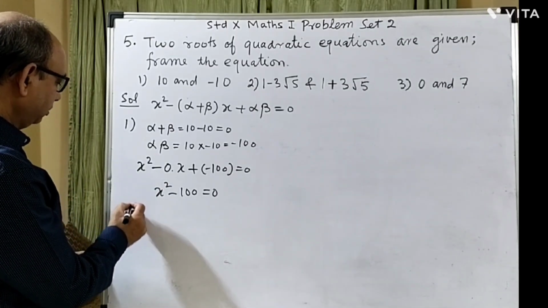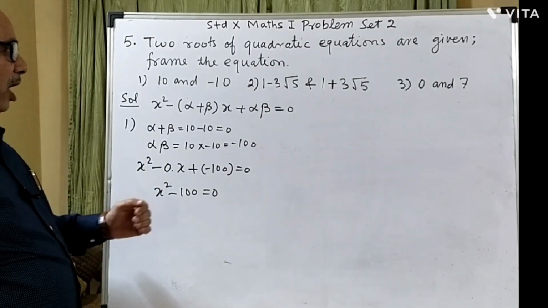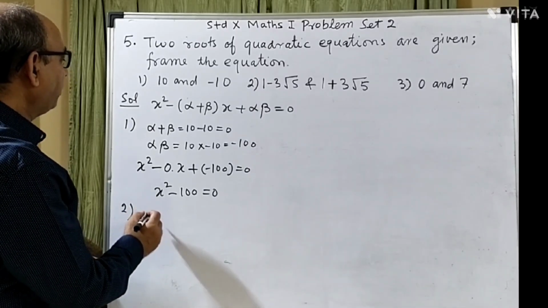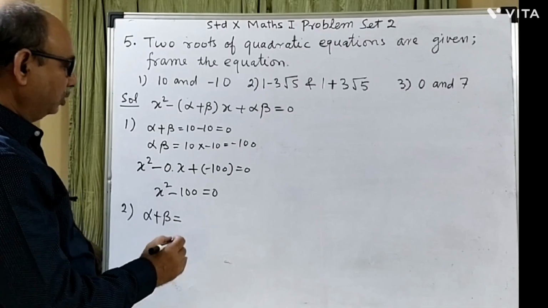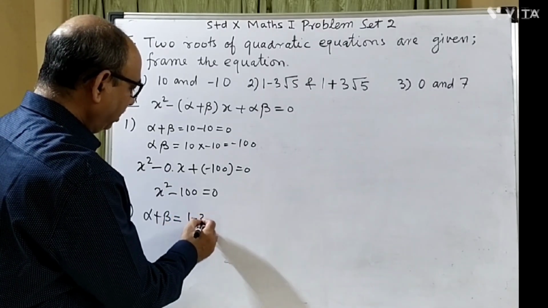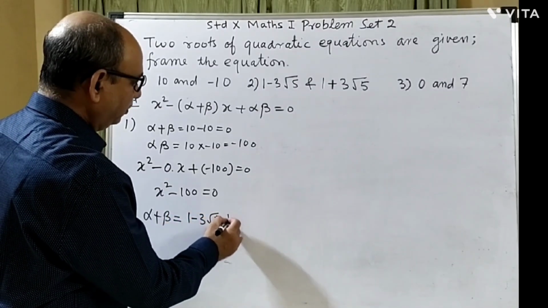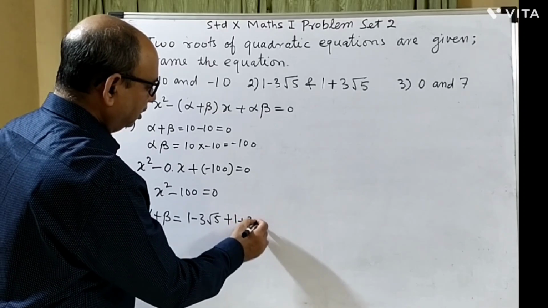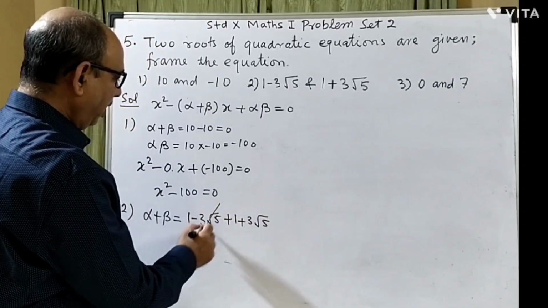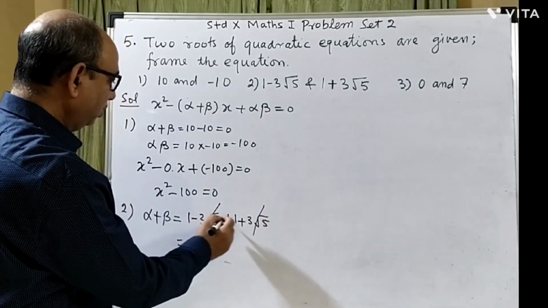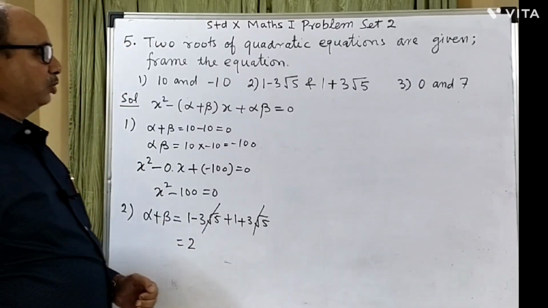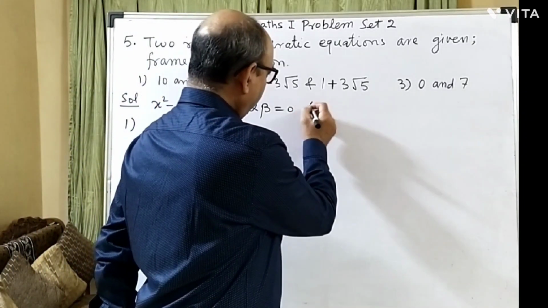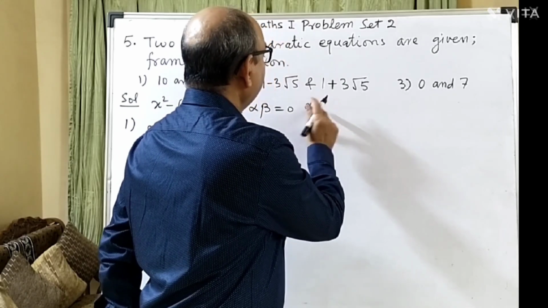Second one, sum of the roots, that means alpha plus beta is equal to 1 minus 3 root 5 plus 1 plus 3 root 5. The minus and plus cancelled out. 1 plus 1 is 2. And the product of the roots, alpha into beta.